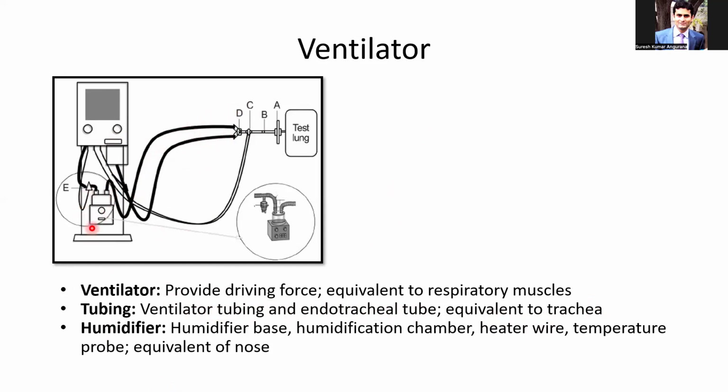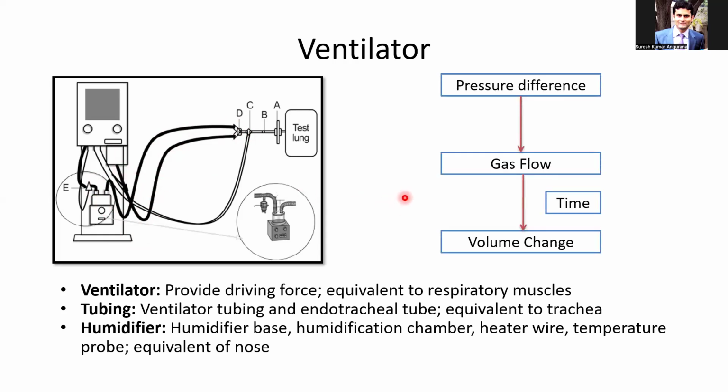And then a very important component which we often forget is the humidifier. It includes a humidifier base, a humidifier chamber, heating wires which are connected to the humidifier base at two locations, and there is a temperature probe near the endotracheal tube, and inside the inspiratory and expiratory tubing there are heating wires to heat the inspiratory and expiratory gases. And this whole assembly of humidifier is equivalent to our nose or nasopharynx to heat and warm the inhaled gases.